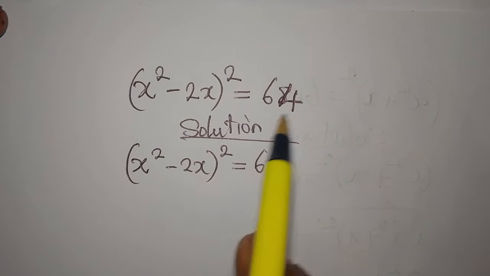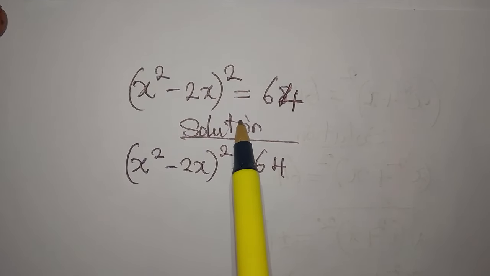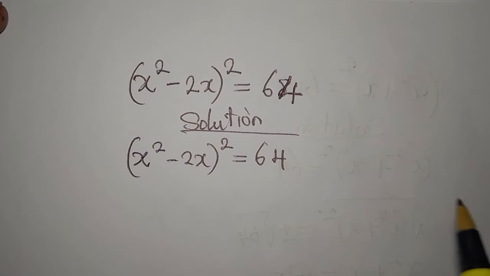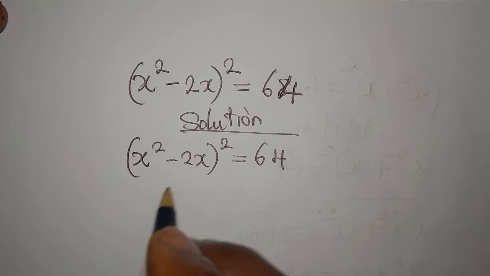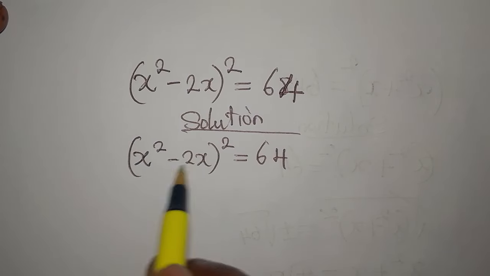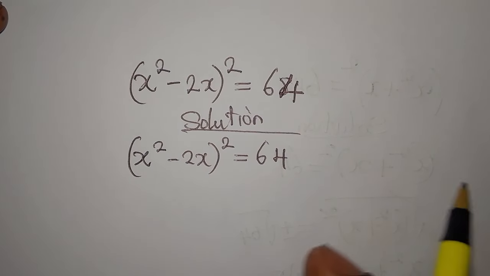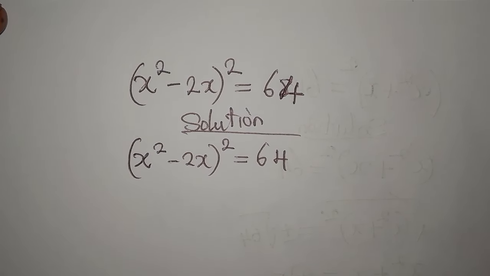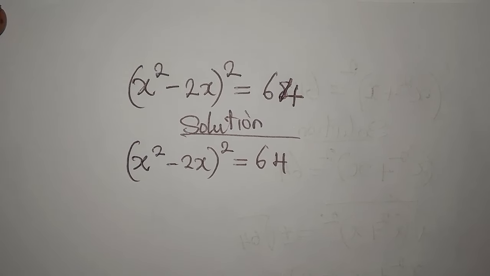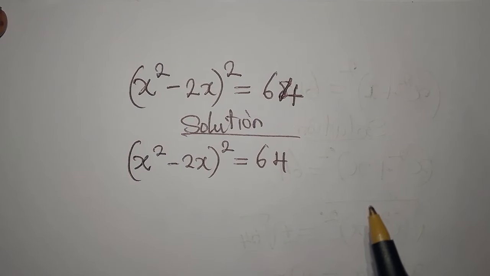And here we have this problem to solve. So let's provide a solution very quickly. (x squared minus 2x) all squared equals 64. Now look at that 64, it is a perfect square. So you can just take the square root of both sides and reduce that 64.